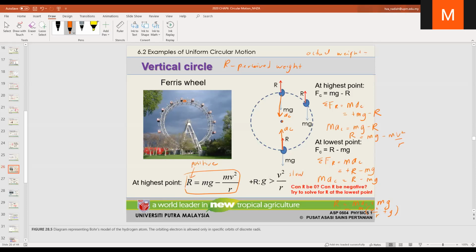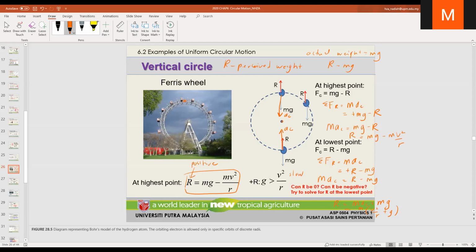Okay. Our actual weight is mg. But our body thinks that our R is our weight. I don't know why. So when our R is equal to mg, kita rasa biasa je lah. Macam sekarang ni, I'm on my seat, my R equals to mg. I don't feel any added weight.